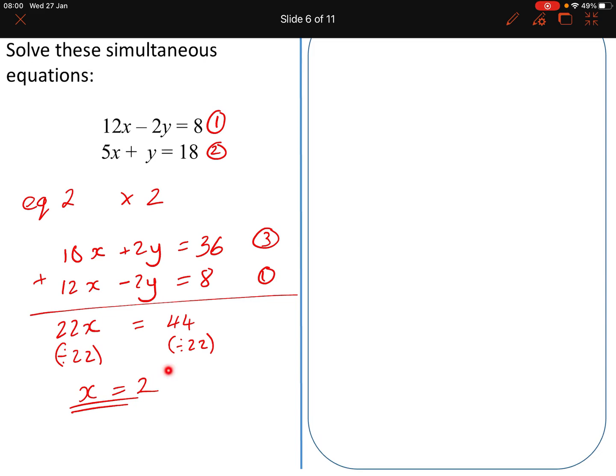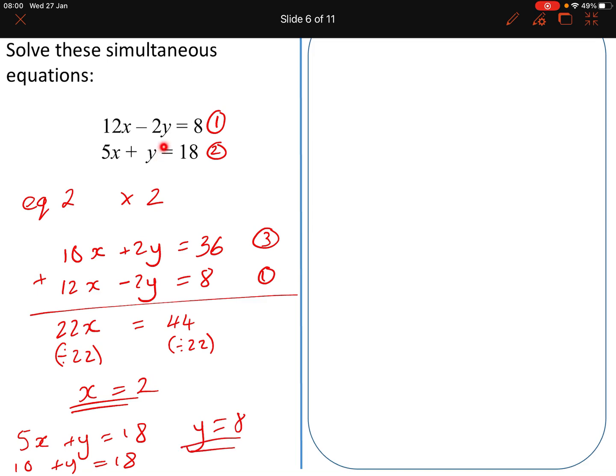The only other thing I need to do now is substitute this back into one of the equations to work out y. I'm going to substitute into equation 2, just because I don't really fancy dealing with this negative here. So I've got 5x plus y is equal to 18. Substituting in x, I get 5 times 2 gives me 10, plus y gives me 18. This means I don't actually need to rearrange this one. I know that y must be 8. That's the only way that I will get 10 plus a number is equal to 18. And that there is your solution.